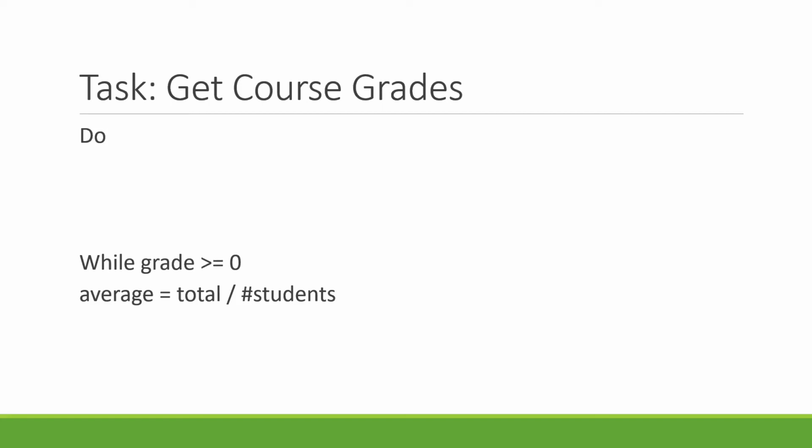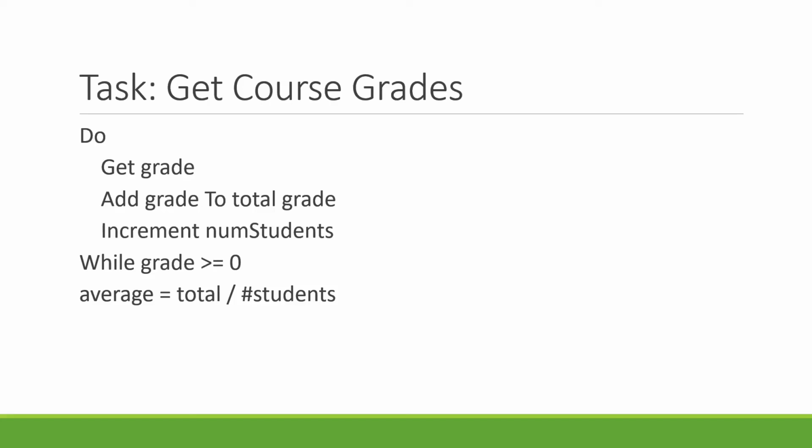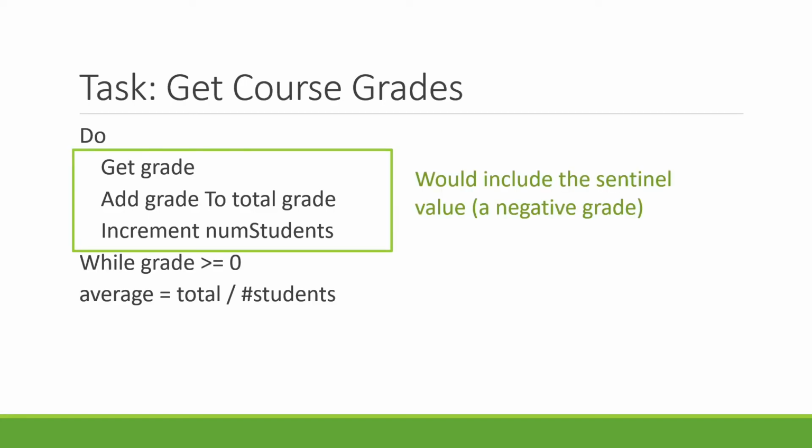So if we want to calculate the average grade, we'll need to accumulate the grades and then get the total sum of all those entered grades, plus we'll need to keep track of the number of grades entered. So the code we want to repeat is to get a grade, add that grade to the total, and then increment the number of students. However, this means that when the user is finished entering grades and enters the negative sentinel value for the grade, that sentinel value is actually included in our calculation. It will be added to the total grade, and then we are actually going to increment the number of students for that sentinel value, which would give us an incorrect average grade.